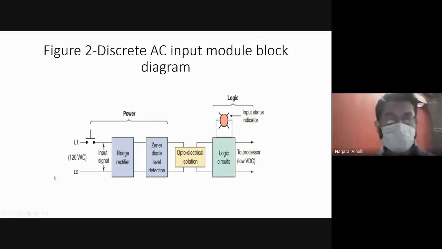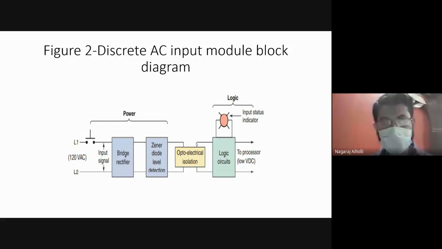The AC voltage is converted to DC by the bridge rectifier. Now, what will this Zener diode do? It will detect how much the voltage is, based on the current that is flowing and the Zener breakdown voltage. Once it detects that voltage, it is applied to the coupler circuit, or the optoelectrical isolation circuit, as it is called.